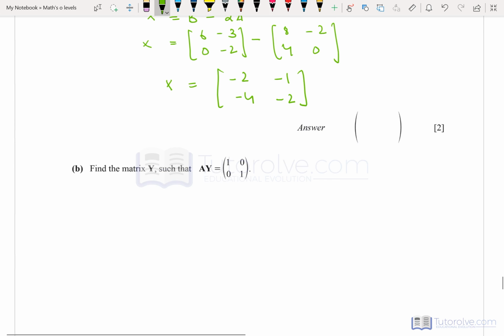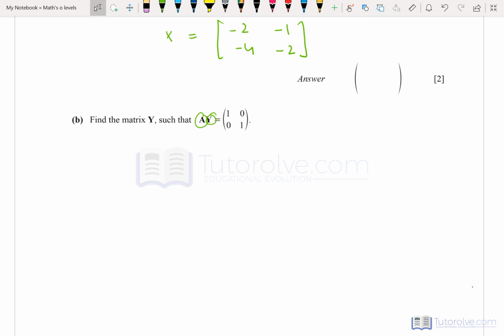So we need to find the matrix Y such that when we multiply A and Y, it would give us the following matrix. So this indicates if you multiply any matrix, which is this one, with its inverse, it would always give you 1, 0, 0, 1. So basically, they're just asking you to find the inverse of this matrix in other terms.